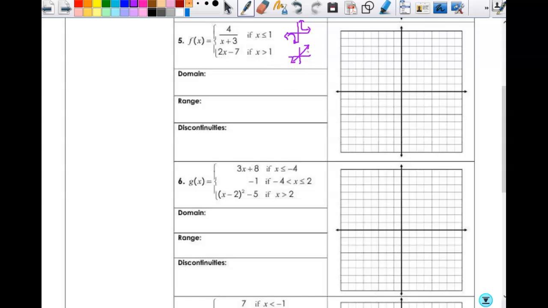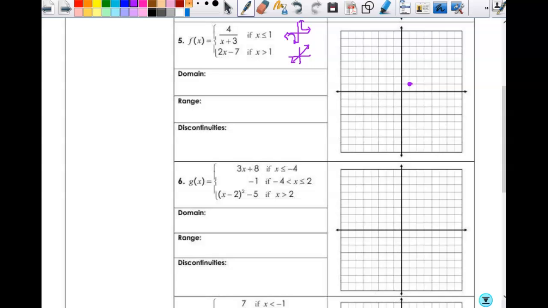So I'm going to start by substituting in that 1 first. Substitute that in. That gives me 4 over 4, which is 1. So 1, 1 is my first point, and it is, I'm sorry, yeah, it is 1, 1, right? Yeah, 1, 1. Sorry, brain fart there. And that's my first point.